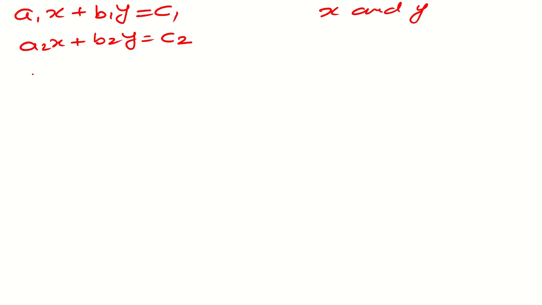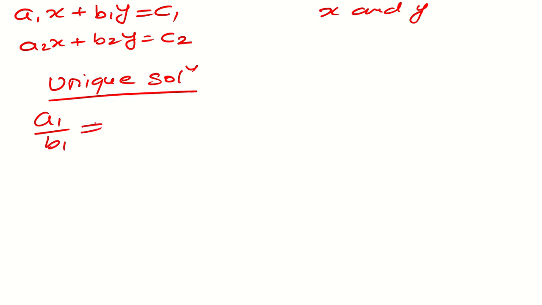Now first of all we'll discuss the conditions for the solution. So here the first condition will be for a unique solution. Unique solution means the values of x and y will be unique, you will have only one value. So for a unique solution, what is the condition? a1/a2 is not equal to b1/b2.